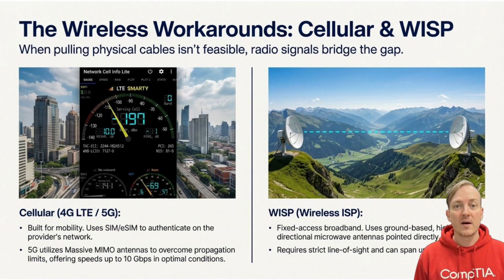Then we have DSL, or Digital Subscriber Line. DSL rides over traditional copper telephone lines known as POTS, plain old telephone service, and connects via a standard RJ11 jack. It's older and generally slower than fiber or cable, but because phone lines exist almost everywhere, it is highly accessible.